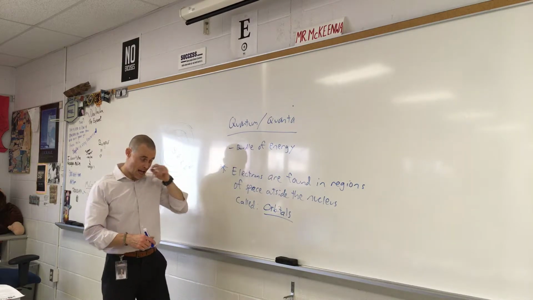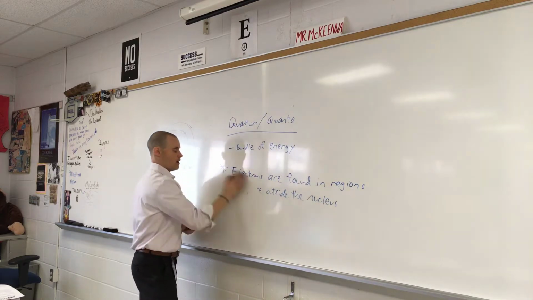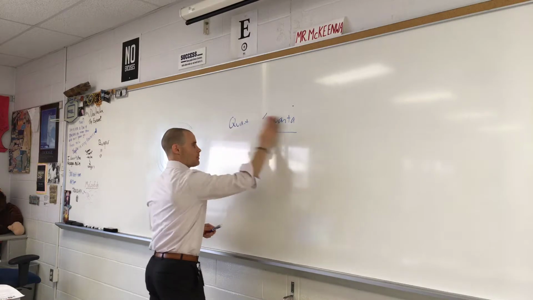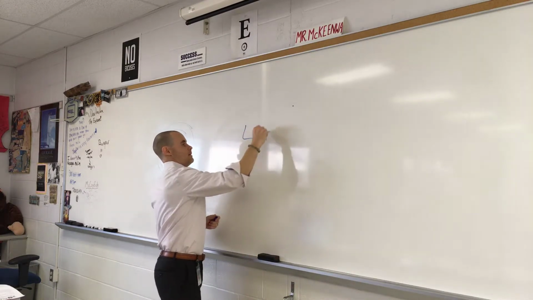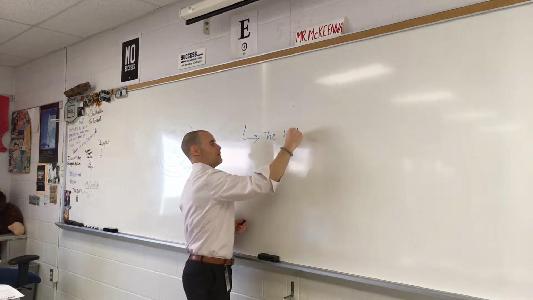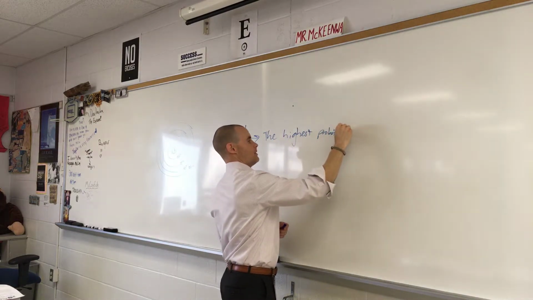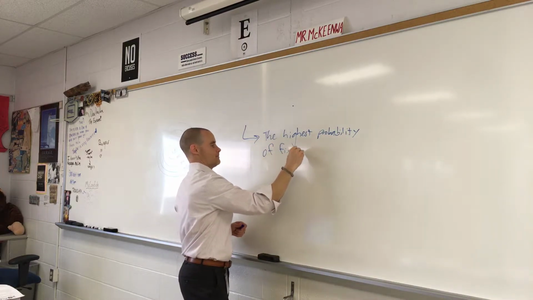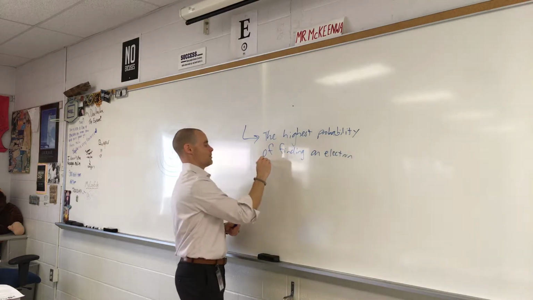The only thing I want to add to that, so I'll have it branch off here. I need more room. Off of the word orbital, I want you to write this: the highest probability of finding an electron is in an orbital.